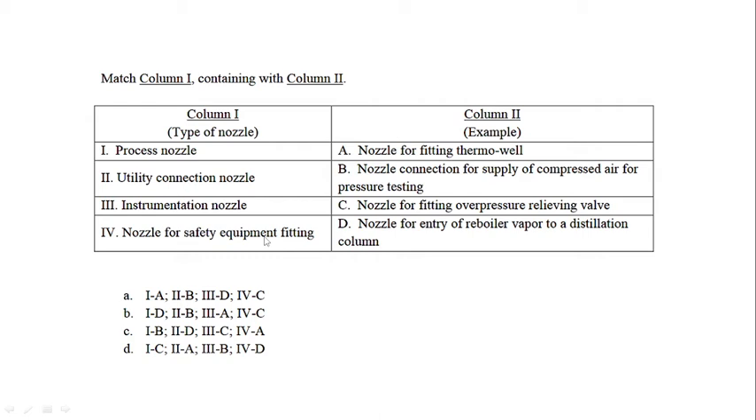Then the utility nozzle, so that one will be D. The utility nozzle will be used for compressed air. Compressed air is a type of utility for pressure testing and for other purposes. It can be used for transportation of steam, then plant water and other things. Other than this, we can use it for steam, then plant water.